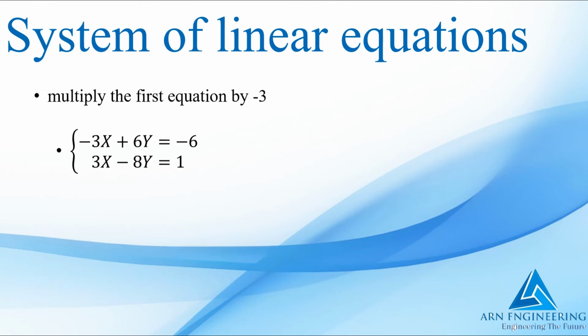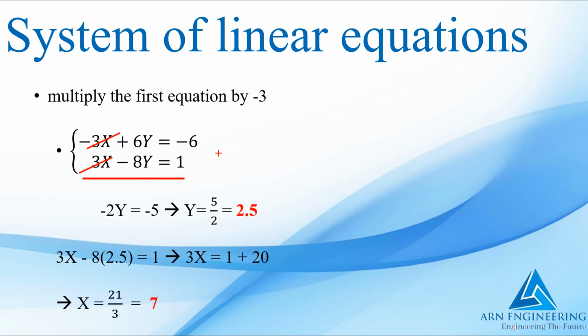So now let's solve this system of equations using our second strategy. Now in this strategy we have our first equation being minus 3x plus 6y equals minus 6, which means that if we add these two equations together, the x terms do cancel out. And we'll be left with minus 2y equals minus 5, which will give us a y value of 2.5. And now we can substitute the y value of 2.5 back into one of the equations. Again, I've selected the second one.